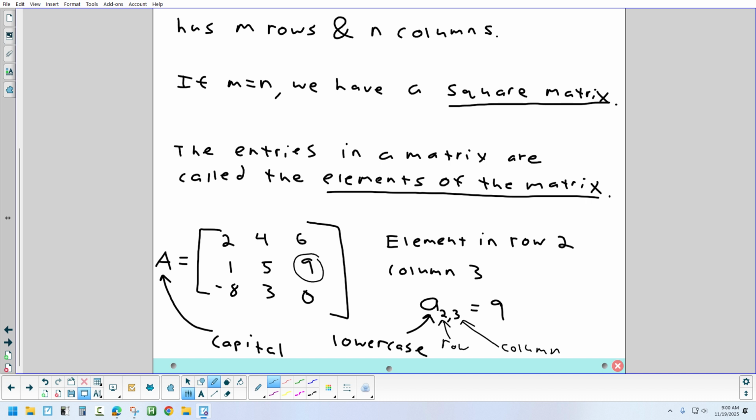As we go through it, I'm probably going to use things like I'll say row 3, column 2, row 2, column 1, row 1, column 1, things like that. So any question on how you identify where something is in a matrix?